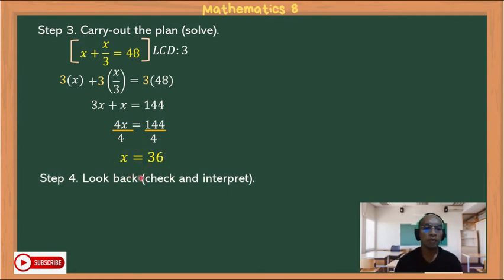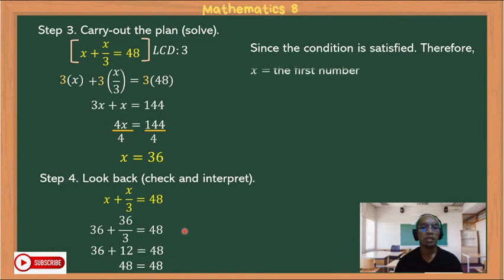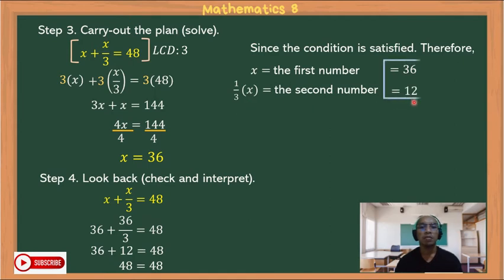How do we know that this value is correct? We have to check. According to the condition of the problem, the first number plus the second number must be equal to 48. If x is our first number, substitute x. So 36 divided by 3 is 12, and 36 plus 12 is 48. So as we know, the sum of the first number and the second number is 48. Therefore, the condition is satisfied. In this case, the first number, which is x, is 36. The second number, represented by x over 3, or 1/3 of x, is 12. So these are the two numbers.